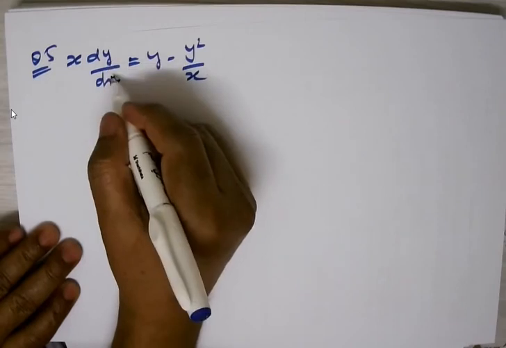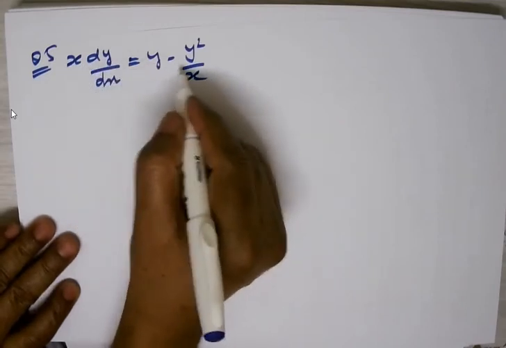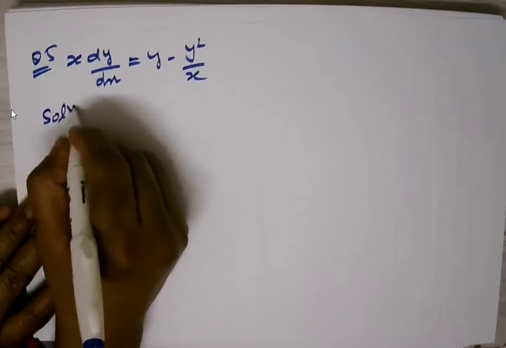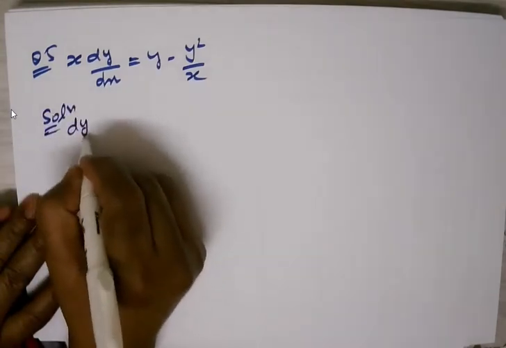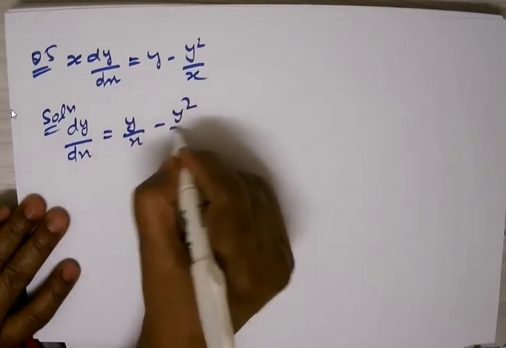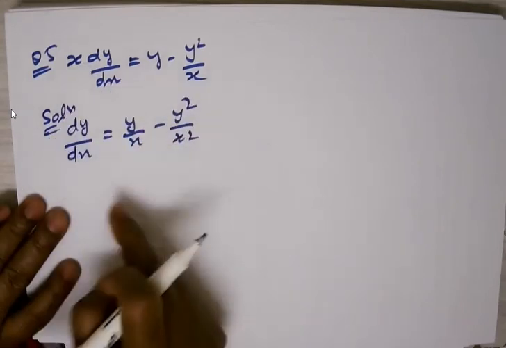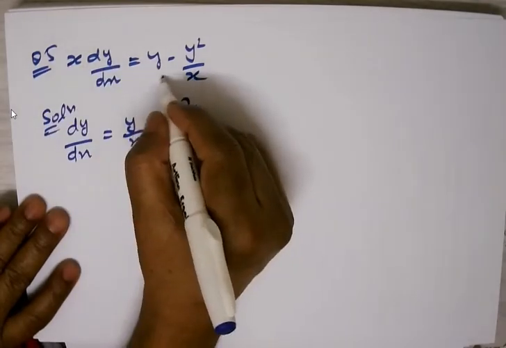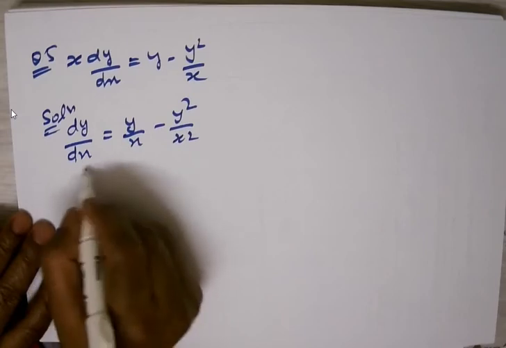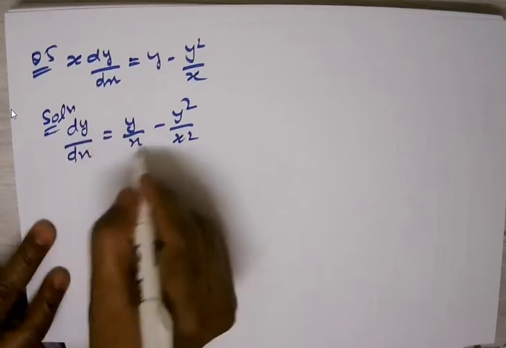Solve the homogeneous differential equation x dy/dx = y − y²/x. For the solution, first write dy/dx. So dy/dx = y/x − y²/x², because you have to divide through by x. So now put the values of dy/dx and y/x.